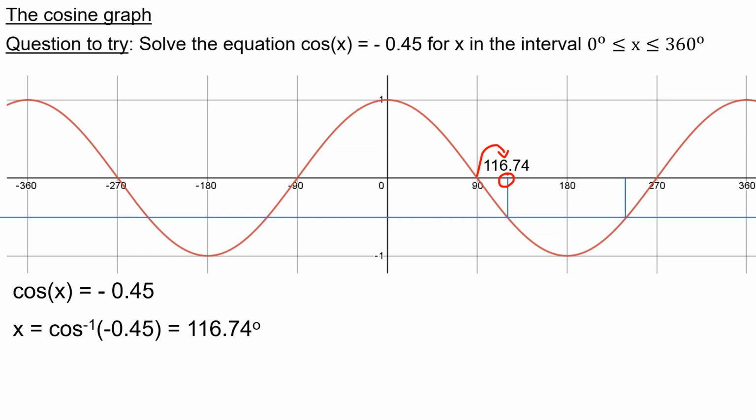So to get from 90 to 116.74, we've added 26.74. So to get from 270 to the solution on the right, because we're going to the left, we need to take away 26.74. So our two solutions will be x is equal to 116.74 degrees, and the solution that we get when we do 270 take away 26.74, which is 243.26 degrees.